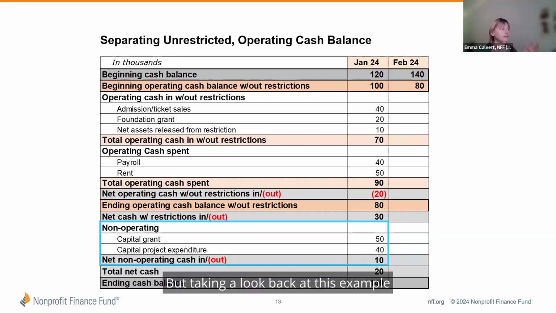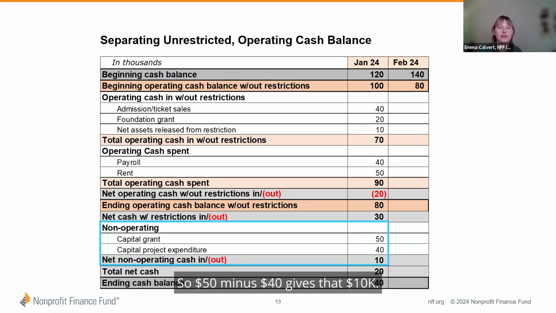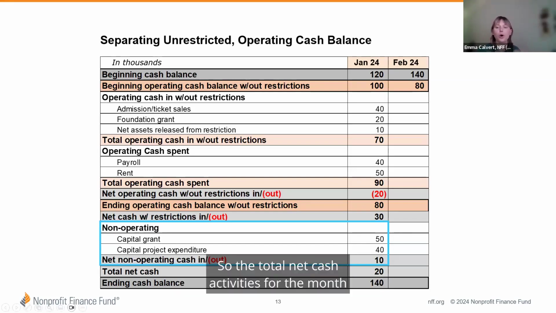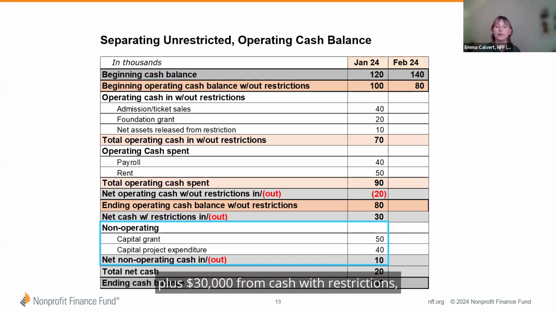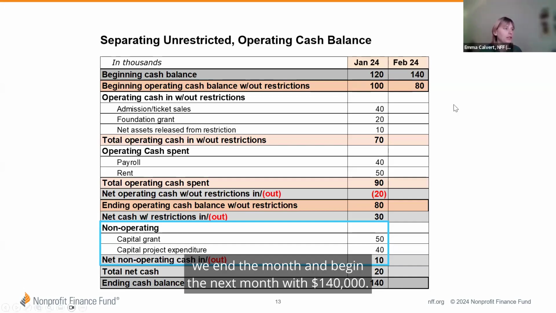But taking a look back at this example and the numbers, we see the result for this organization's non-operating cash in is $10,000. They received $50,000 in the month of January for that capital grant, but they also spent $40,000. So 50 minus 40 gives that 10K. So the total net cash activities for the month were negative 20K from operating cash without restrictions, plus $30,000 from cash with restrictions, and plus $10,000 from non-operating sources. So this totals a positive $20,000. When added to the beginning cash balance of $120,000, we end the month and begin the next month with $140,000.